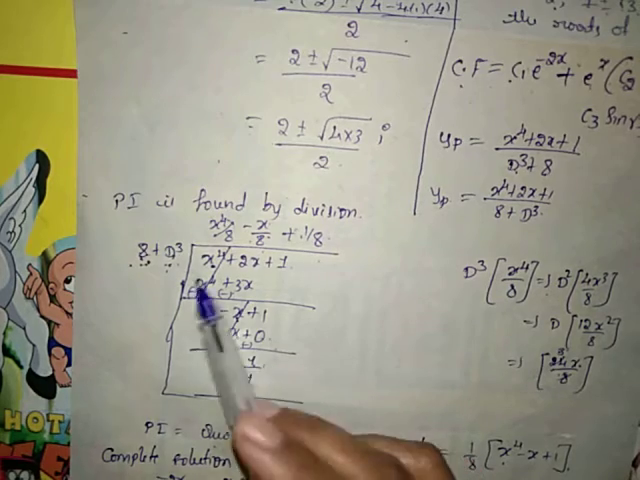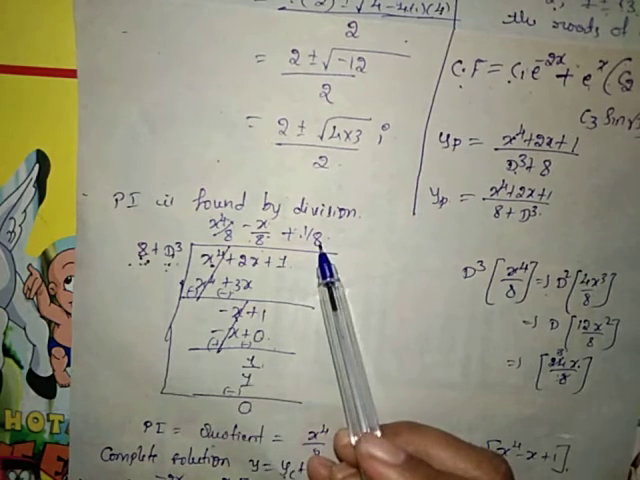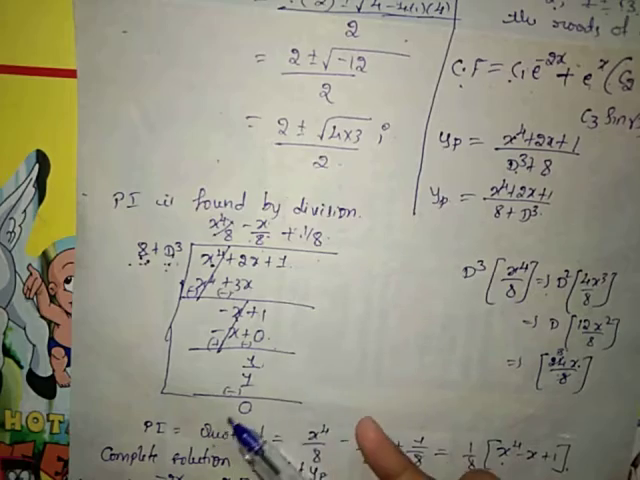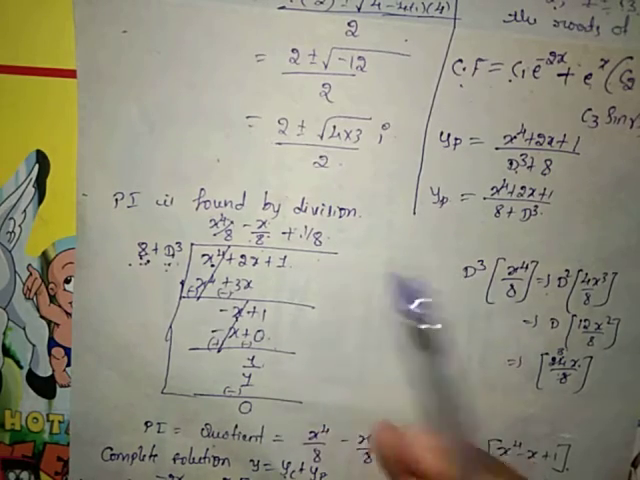Again first function divided by first function is 1 by 8. 8 into 1 by 8 is 1. Third derivative of 1 by 8 is 0.